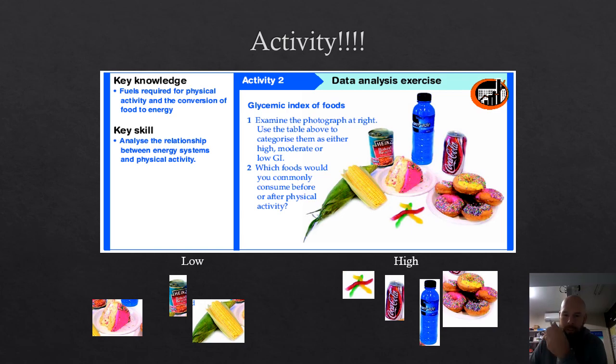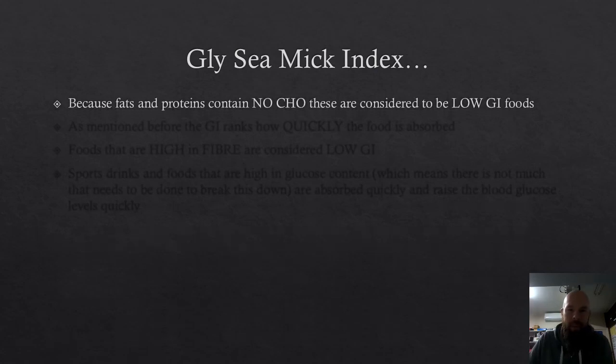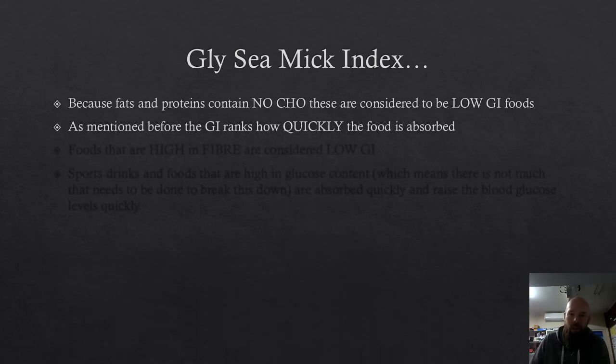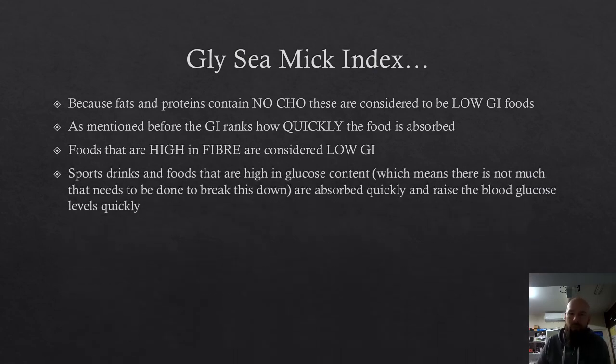Okay, so hopefully you got most of those right. So the glycemic index. Because the fats and proteins don't contain carbohydrates, they're considered low GI foods. GI ranks how quickly the food is absorbed. Foods that are high in fiber are also considered low GI, and then the sports drinks and the foods are considered high GI because they're absorbed quickly. They raise the glucose levels really quick because of the chemicals contained within each of those.